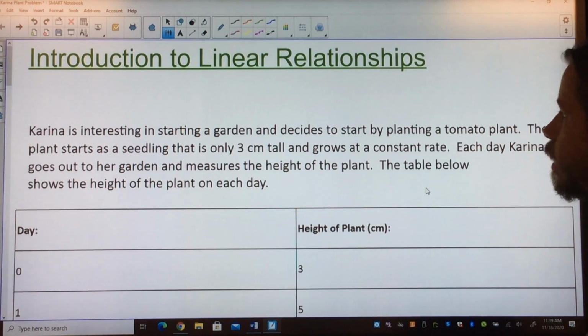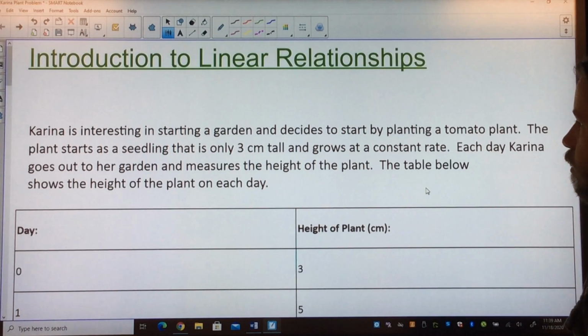Our scenario says, Karina is interested in starting a garden and decides to start by planting a tomato plant. The plant starts as a seedling that is only 3 centimeters tall and grows at a constant rate. Each day, Karina goes out to her garden and measures the height of the plant. The table below shows the height of the plant on each day.